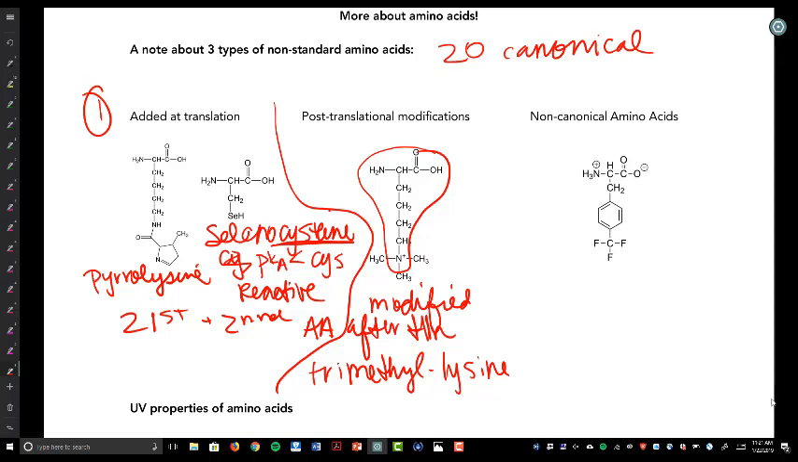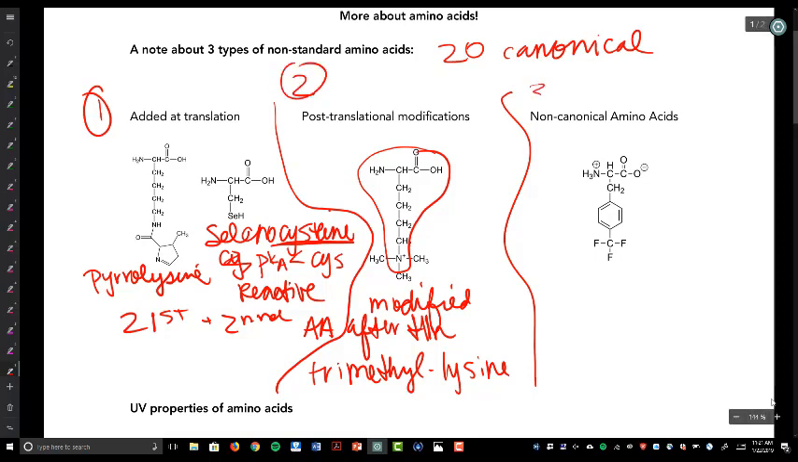If you were to protonate and deprotonate that lysine and mess around with the charge, that could determine how tightly the DNA is wound around the histone and then whether or not it can be expressed. So these are modifications that are put onto amino acids after they're translated at the ribosome, and it's usually for purposes of regulating or turning a protein on and off for a particular purpose. That's the second type. And then the third type are non-canonical amino acids.